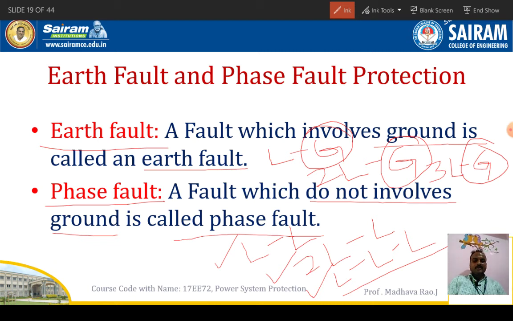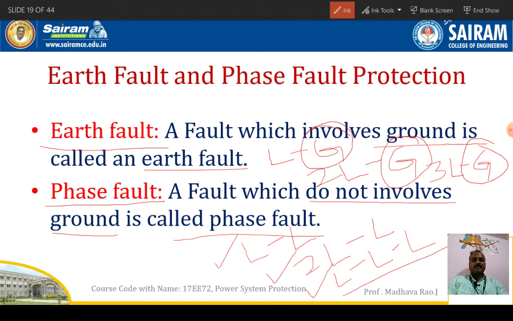The fault we are going to protect, if it is the earth fault, that is called earth fault protection. If we are going to protect the phase faults, that is called phase fault protection.